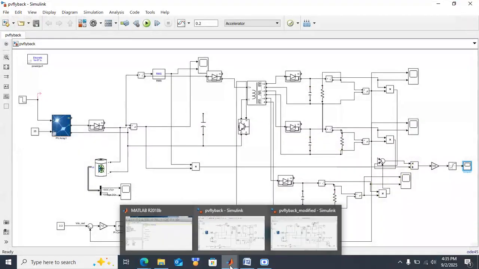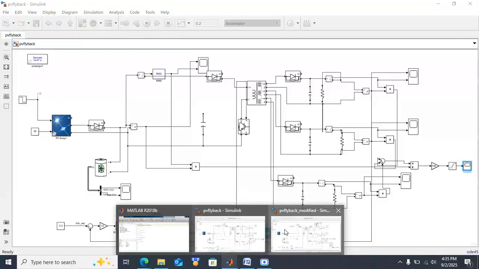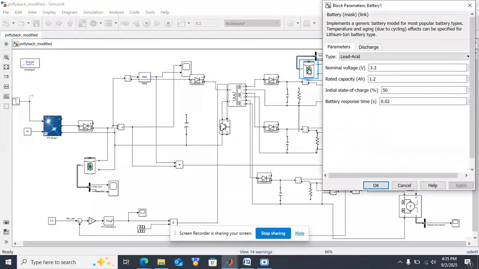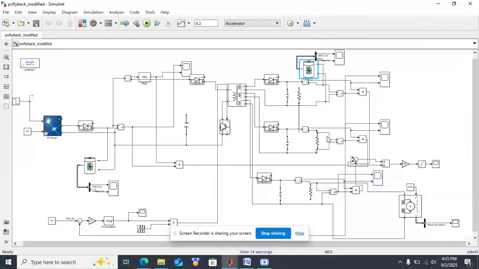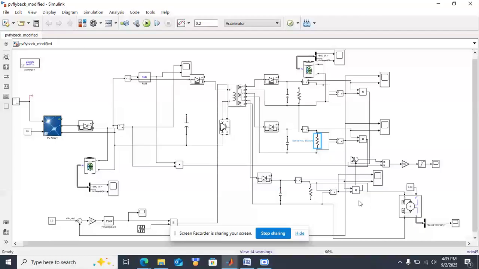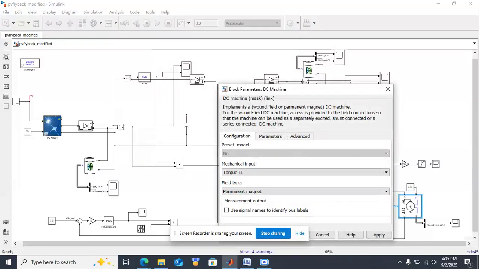Now we have changed the load types. Here if you see, this is the RC load, a battery with a battery voltage of 3.3 volts, 1.2 Ah, and the second load is an R load of 5 ohms. The third load is a motor load for 6 volts to 12 volts.